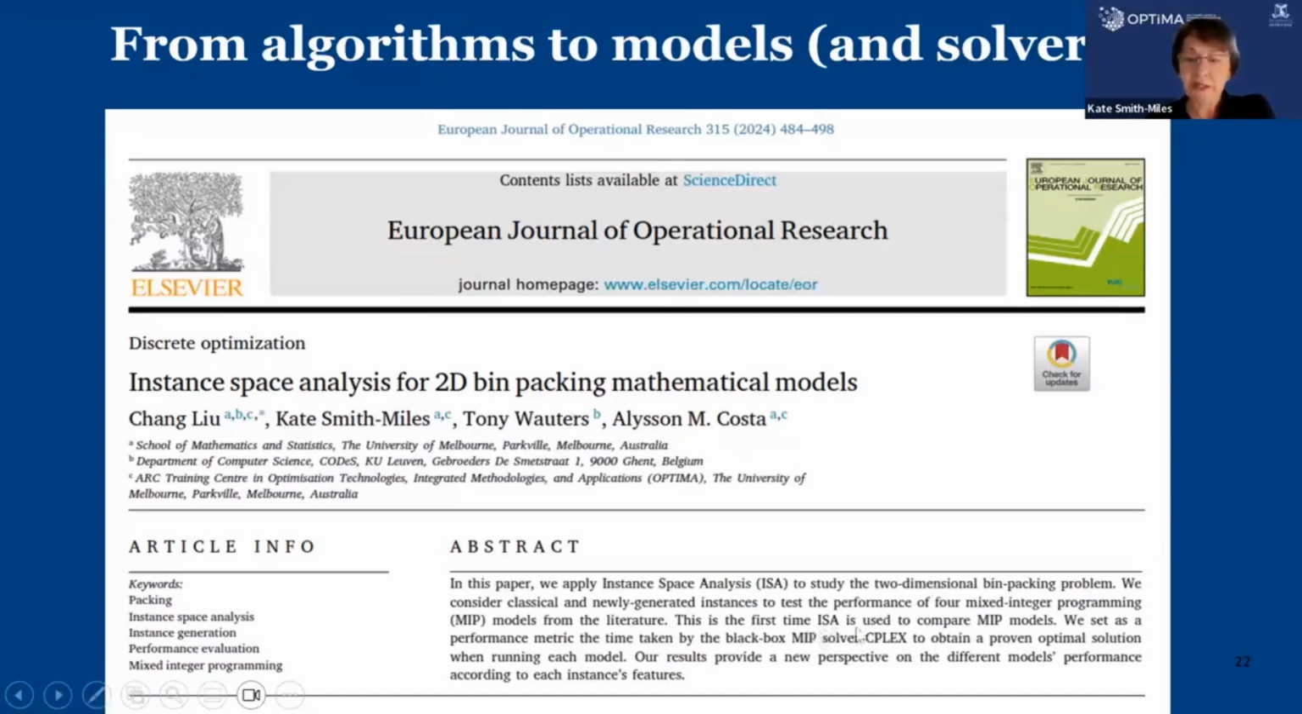So we use instance-based analysis to compare MIP models. We have 4 different MIP models from the literature for bin packing. The performance metric is the time taken by a MIP solver, Cplex, but we did also compare to Gurobi, and I'll present those results soon, to the time taken to obtain proven optimality. That's our performance metric, the time to prove optimality.